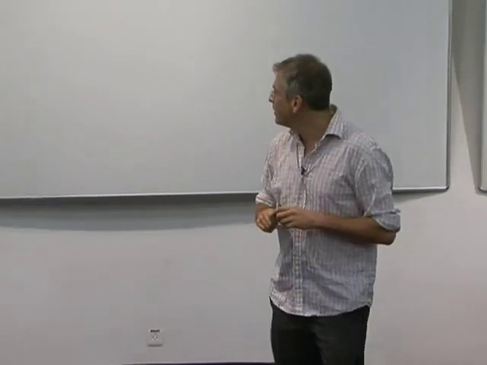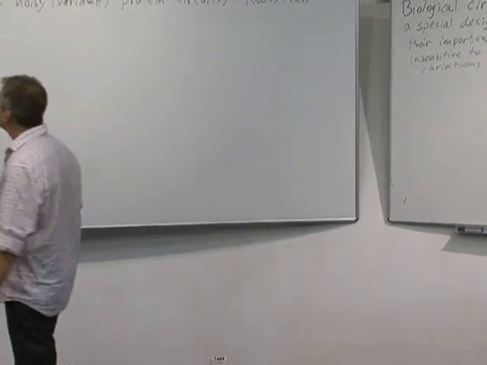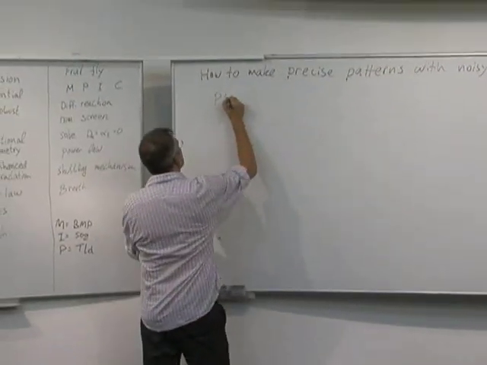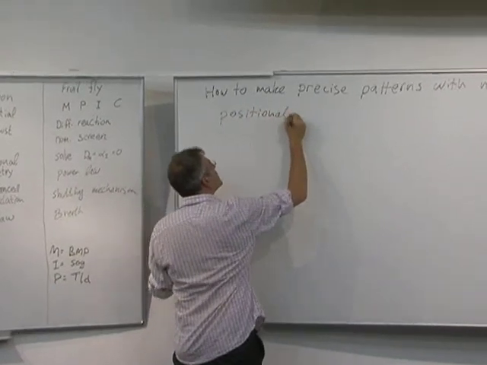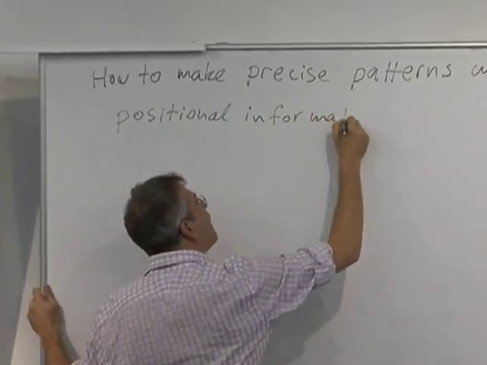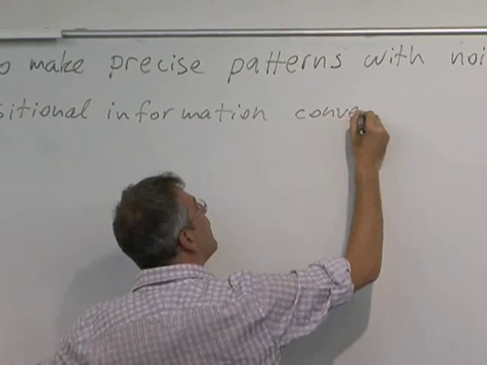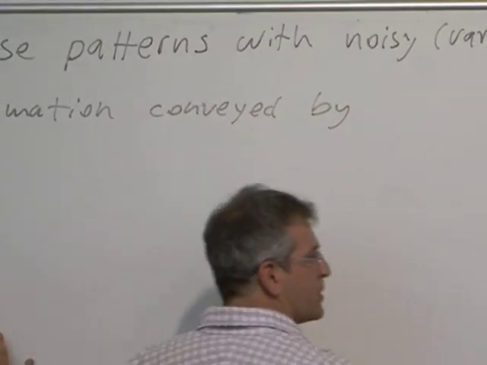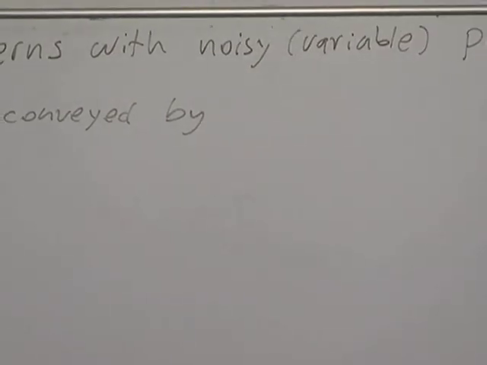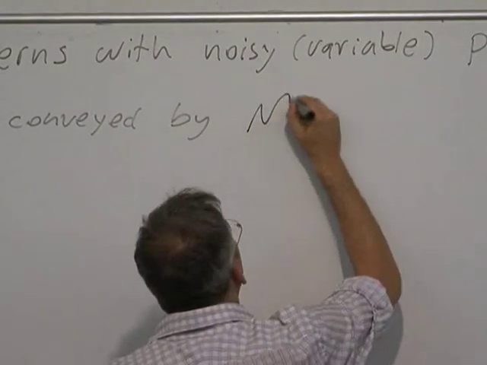This requires positional information. Cells need to know where they are with respect to the rest of the body in order to make this decision to become their appropriate fate, to assume their identity. And the way this works in many systems is that positional information is conveyed by special shape-making molecules called morphogens.